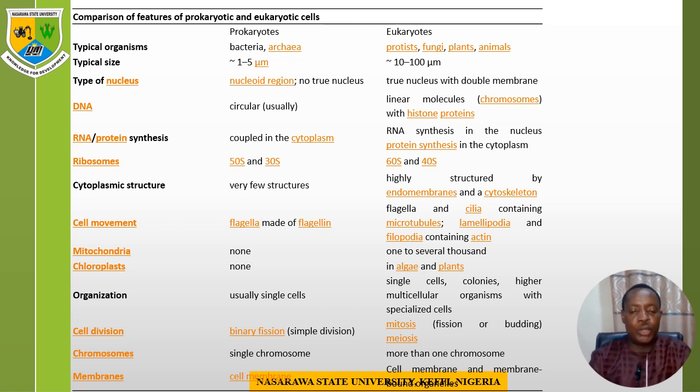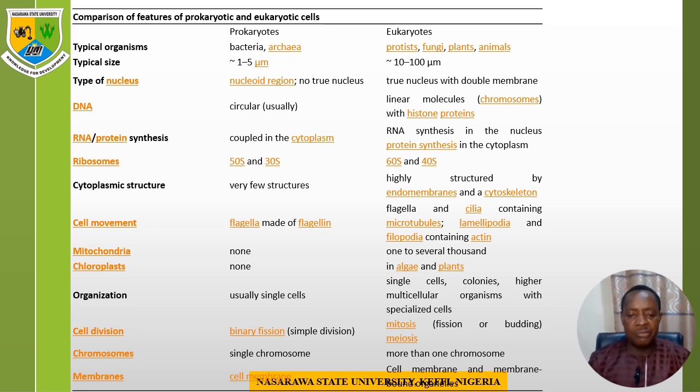And of course, you have the mitochondria. There is nothing like mitochondria in the prokaryotes, but you have several of them in eukaryotes. You have the chloroplast. It is also not there in prokaryotes, but you could find it in algae and other plants. Then the cell division.